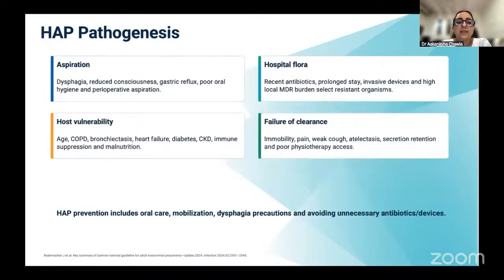Similarly, for hospital-acquired pneumonia, risk factors can start right from the host being vulnerable to patients with risk of aspiration, the hospital flora per se, and failure of clearance of secretions by the individual. So, HAP prevention includes oral care, mobilization, dysphagia precautions, and avoiding unnecessary antibiotics and devices, especially when they are not needed.